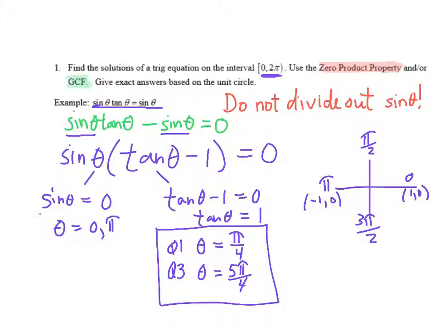We have 4 answers. Notice you lost half the problem if you divided out sine theta, because we have 2 answers that you wouldn't get. You would just get the tan minus 1 equals 0, and you would only have half of your answers. So do not divide out, set to 0.